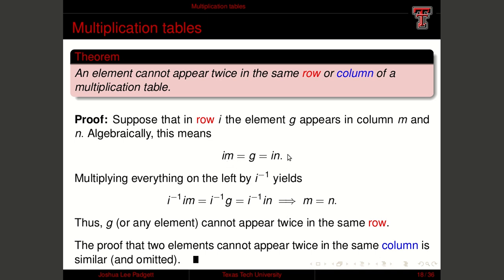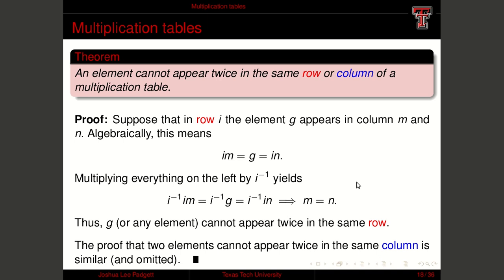The idea is I can't do it on the right because I don't know that I can switch the orders. So, I'm going to undo I, which of course is going to cancel I here and cancel I here. And this is just a fixed object. And what am I left with? M is equal to N, so M and N are equal.